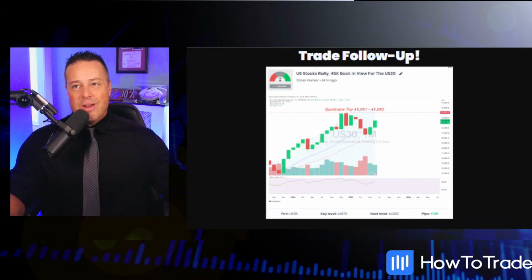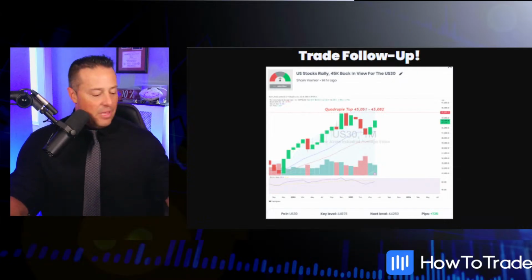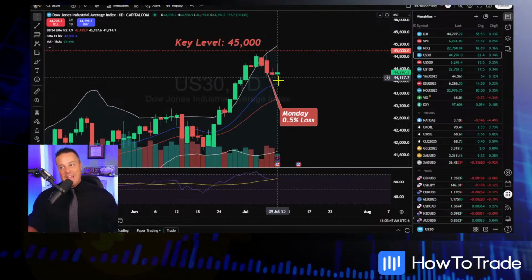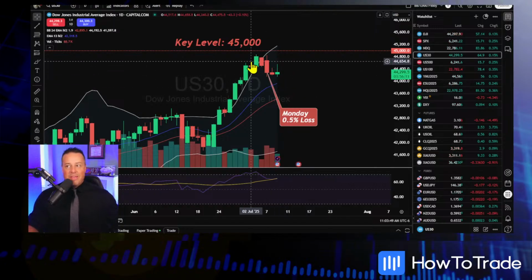We sort of missed our entry a few days back, I believe on the 3rd of July, right before the 4th of July weekend. We were looking to sell right up there in front of 45,000 and get that big rotation down. Boy, it was a pretty good trade. We just didn't quite get our entry. I was looking for like a 44,950, 44,975. We only got about a 44,881.